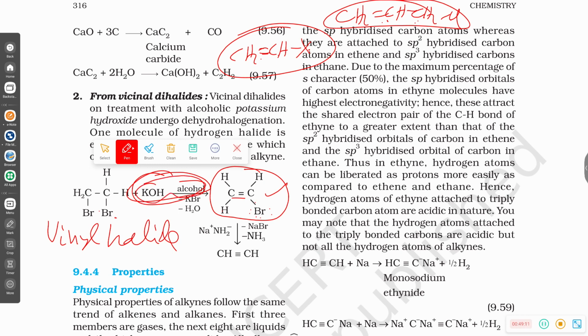Now again we cannot use alcoholic KOH because it is not a strong enough base. To make a strong base, what am I using here? Sodium amide. It is a very strong base that can remove the hydrogen from a vinyl halide also. Then after removing H and halide, we form another pi bond, so we finally get an alkyne. We do two steps from a vicinal dihalide. Two steps.